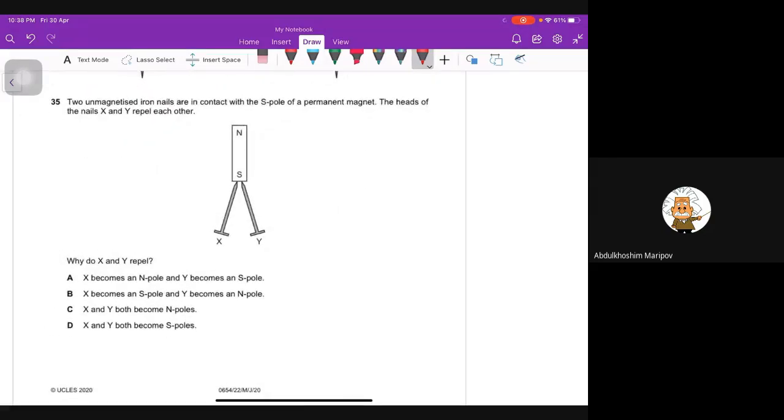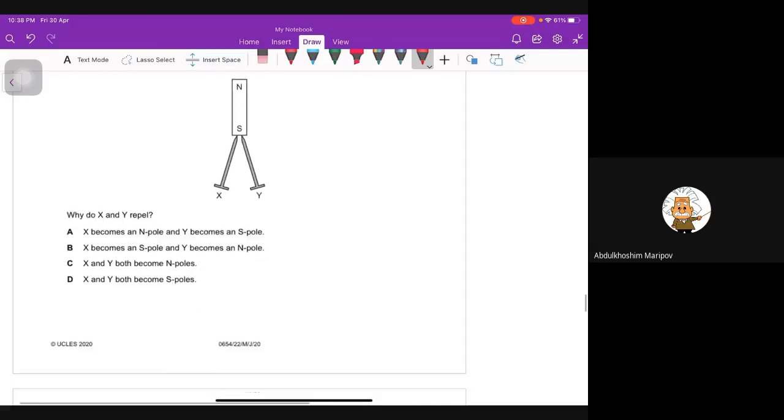Question 35. Two unmagnetized iron nails are in contact with the S pole of the permanent magnet. The heads of the nails X and Y repel each other. As we see, they are repelling because they have the same poles. Guys, these will be all S poles. That's why they repel. So why do X and Y repel?